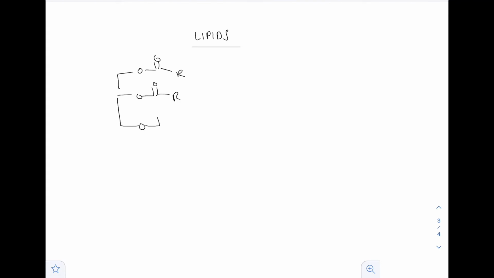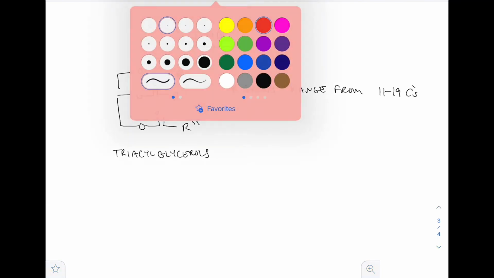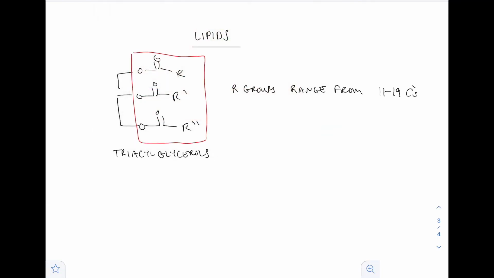So lipids have alkenes in them as well, which we already know, whether we are aware of it or not. But okay, so this compound right here is a triacylglycerol, and those R groups can range from 11 to 19 carbons in length. So they're really long carbon chains, essentially, right? Which is non-polar, and that's why they are the lipids, the fats, the oils, right?